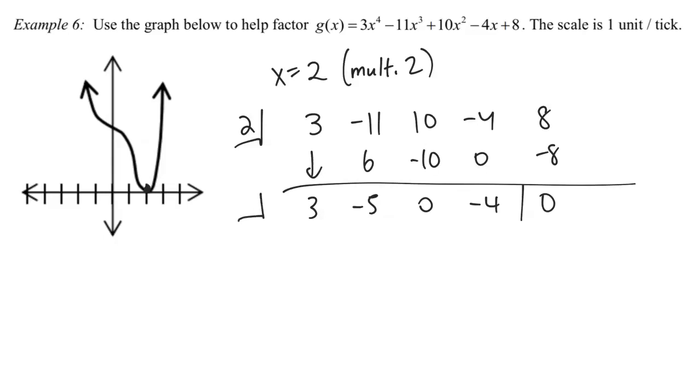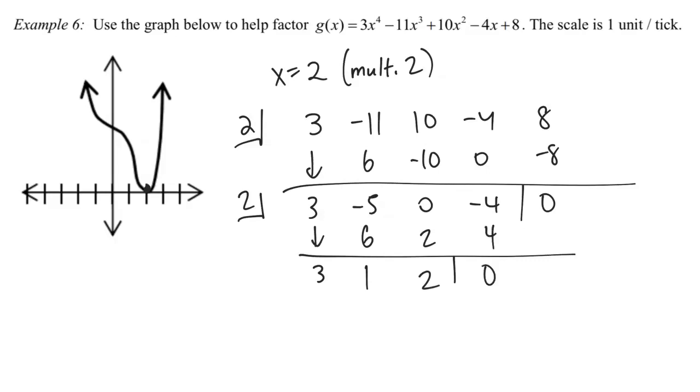Now, from that line, I'm going to synthetic divide again by 2. And if I'm right about the multiplicity, we should get a 0 remainder again. So drop down the 3. 3 times 2 is 6. Add to negative 5. That gives me 1. And then 1 times 2 is 2. And so therefore, that's going to give me 2. 2 times 2 is 4. And there, once again, is the correct remainder.